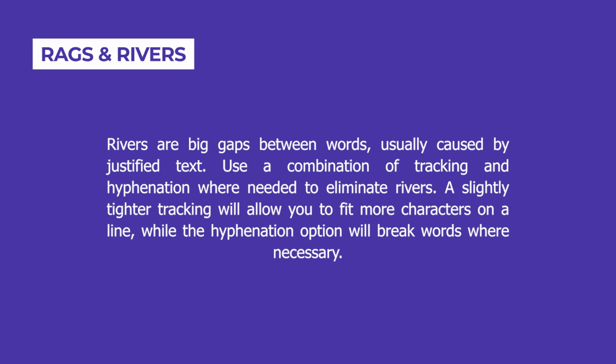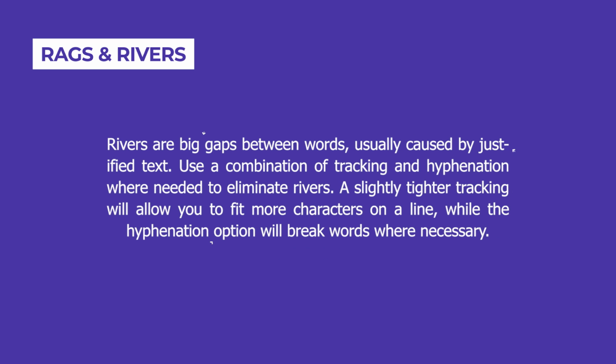Rivers are the big gaps between words, usually caused by justified text. Use a combination of tracking and hyphenation when needed to eliminate rivers. A slightly tighter track will also allow you to fit more characters on one single line.